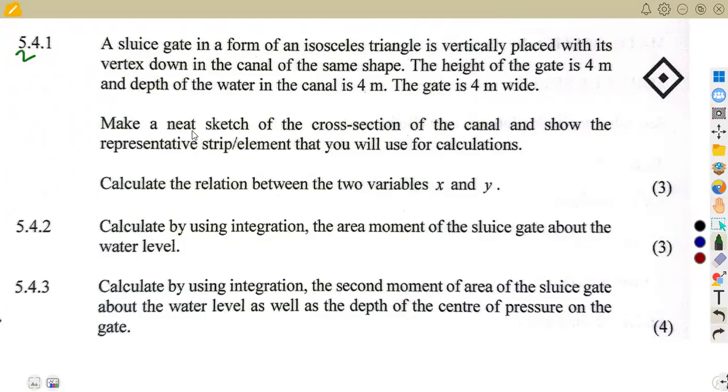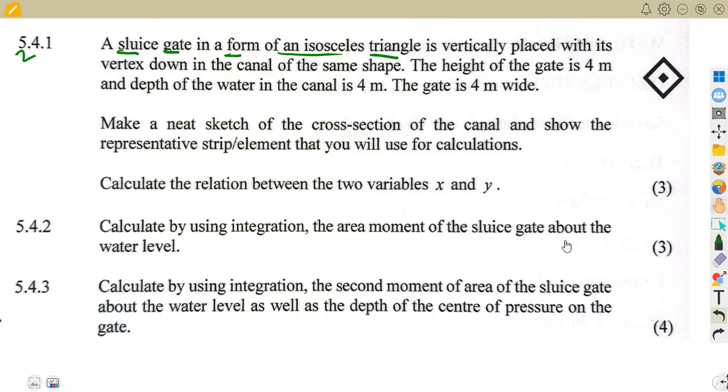All right, 5.4.1. We're given that a sluice gate is in the form of an isosceles triangle, vertically placed with its vertex down in the canal of the same shape. This is what we have. We are given our sluice gate, which is in the shape of what?